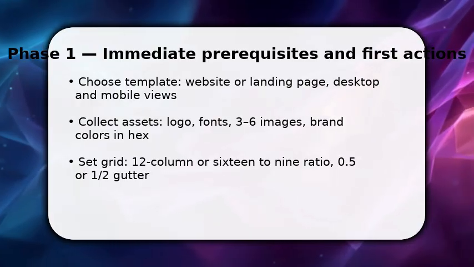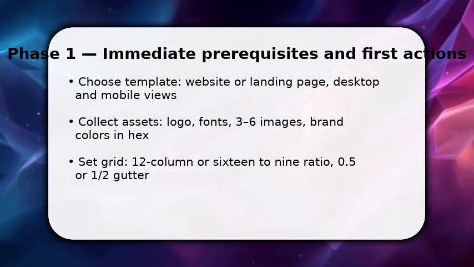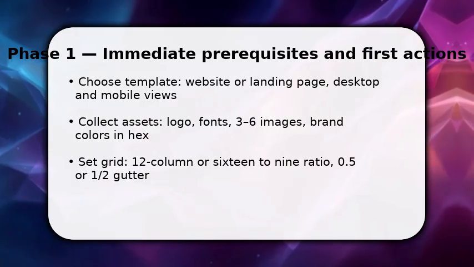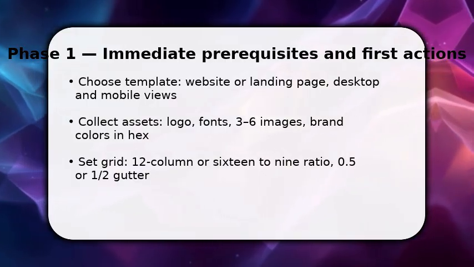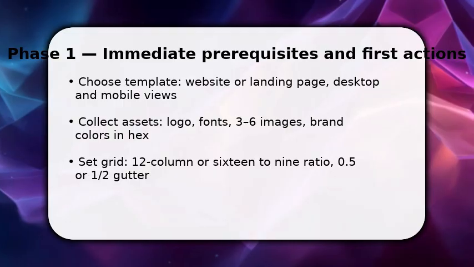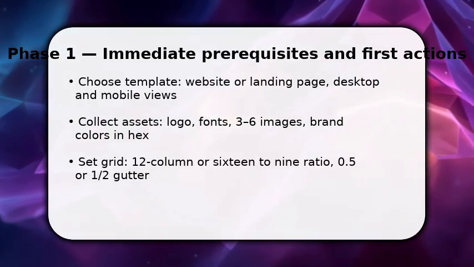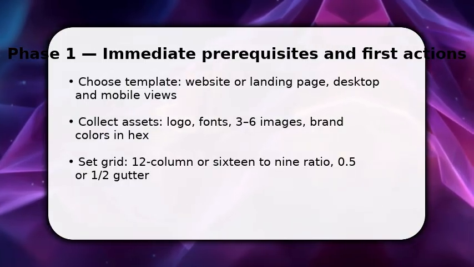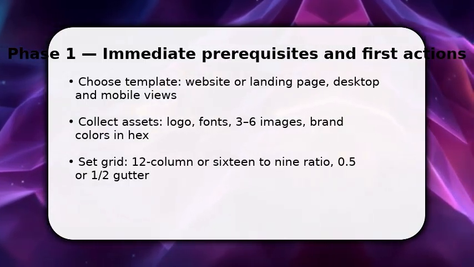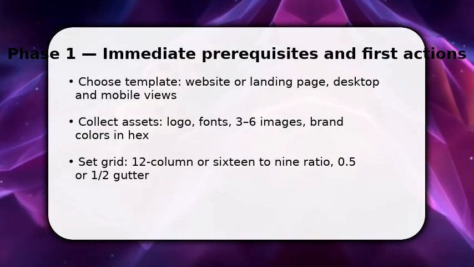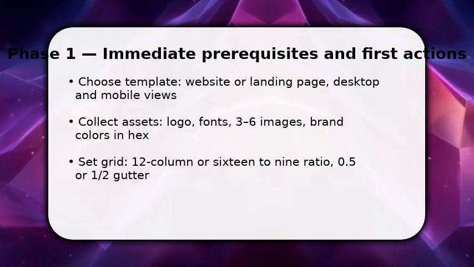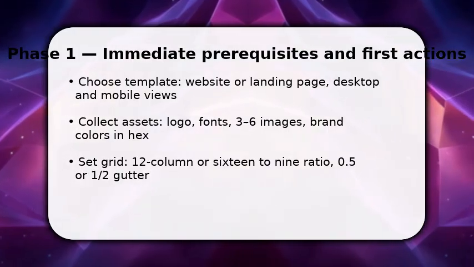You begin by picking a responsive website template in Canva so you have structure. This saves time. Once done, upload your logo, fonts, and 3-6 high-quality images, and set brand color hex codes so everything stays consistent. Next, switch to grid or layout view and apply a 12-column grid or 16:9 ratio with a 0.5 or 1/2 gutter for spacing. This ensures alignment and predictable responsive behavior as you build sections.